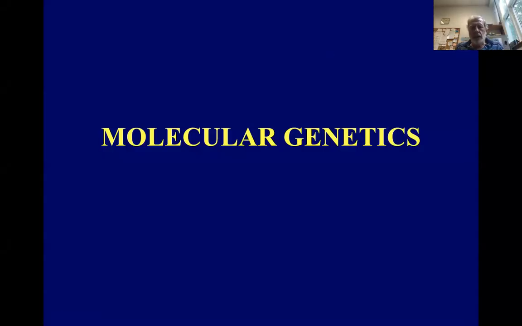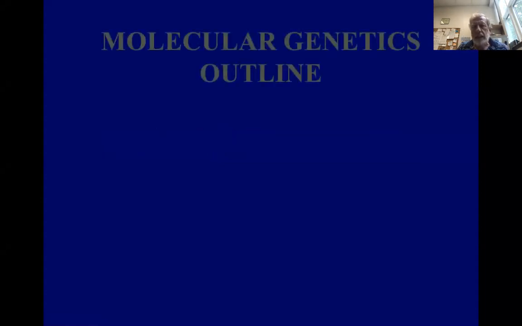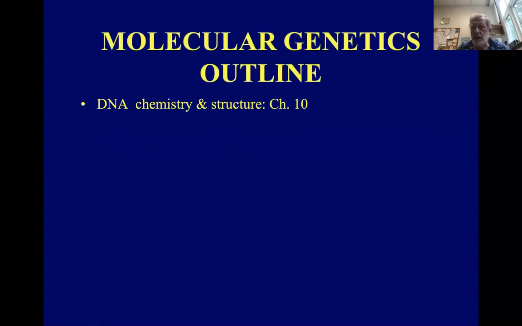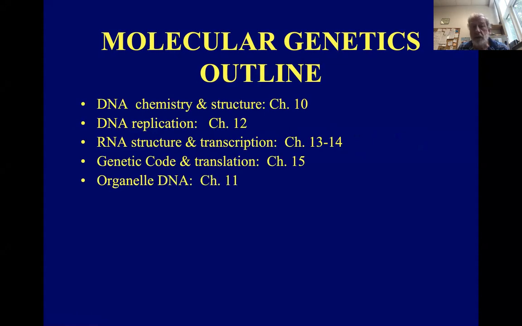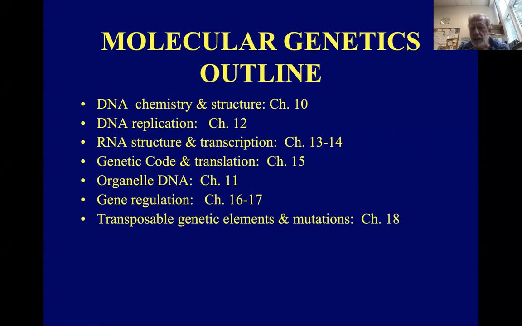All right, now we're getting into the molecular genetics portion of the course. This will be the majority of the rest of the course. And here's an outline for that. In this lecture, we'll discuss DNA chemistry and structure, chapter 10, then DNA replication, then transcription in RNA, genetic code translation, mitochondrial and chloroplast DNA, how genes are regulated, transposable elements and mutations, genomics, and lastly, epigenetics.